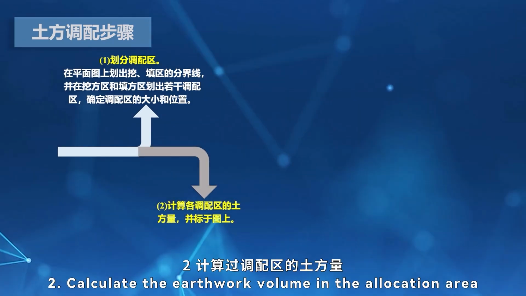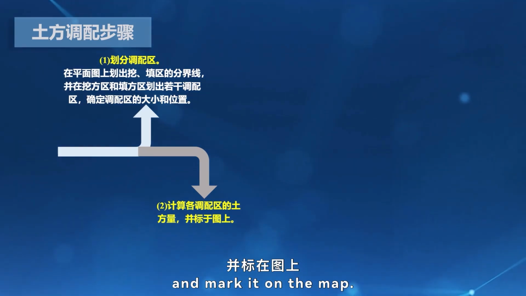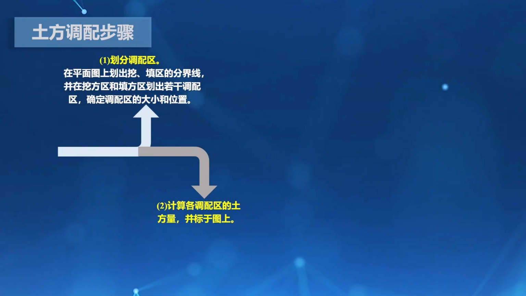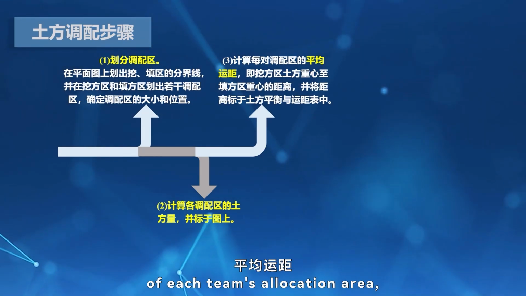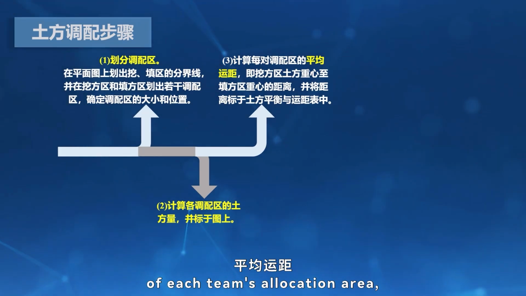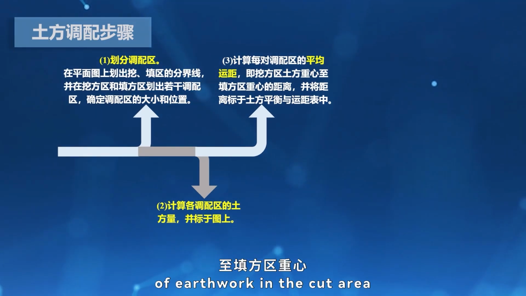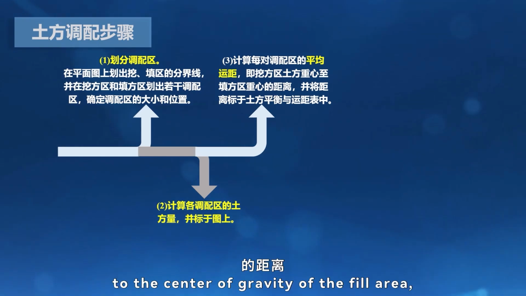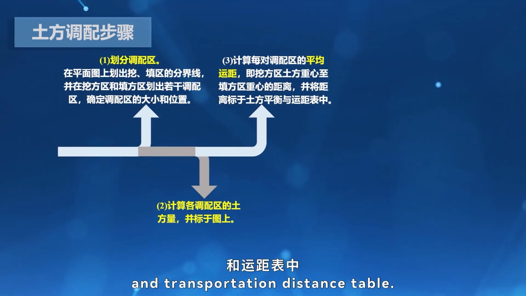2. Calculate the earthwork volume in the allocation area and mark it on the map. 3. Calculate the average transportation distance of each team's allocation area, that is, the distance from the center of gravity of earthwork in the cut area to the center of gravity of the fill area, and mark this distance in the earthwork balance and transportation distance table.